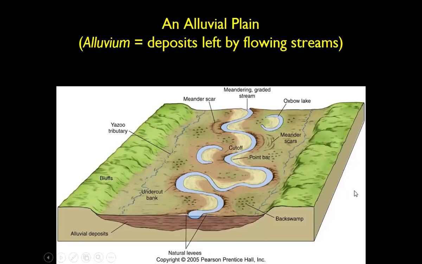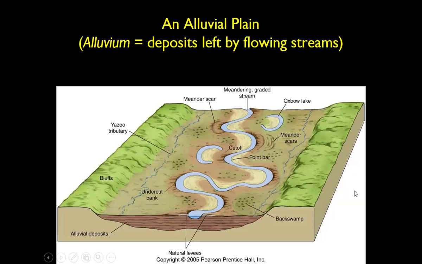So when we have a river in a valley like this, it's going to be free to meander back and forth. On an alluvial plain, we have a fairly flat area and small particle size, and that doesn't constrain the river a whole lot. So when that happens, we get this kind of meandering stream here.